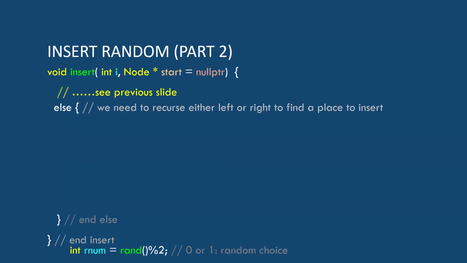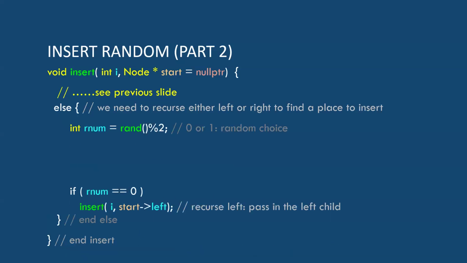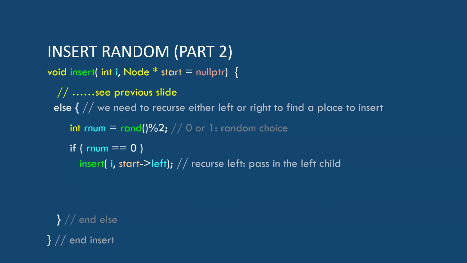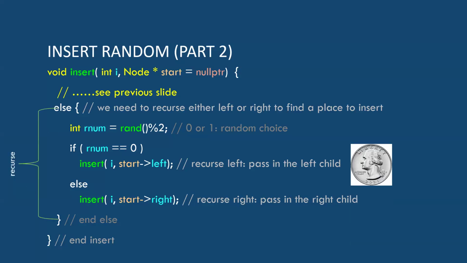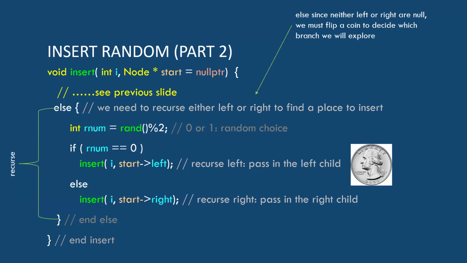So here's the second half of that. Otherwise, flip a coin. If it's a 0, right, even number, then go left. Otherwise, go right, okay? We may continue on and on and on, right, until we get all the way to the leaves before we actually find a place to insert that thing, okay? So that's our random flip.